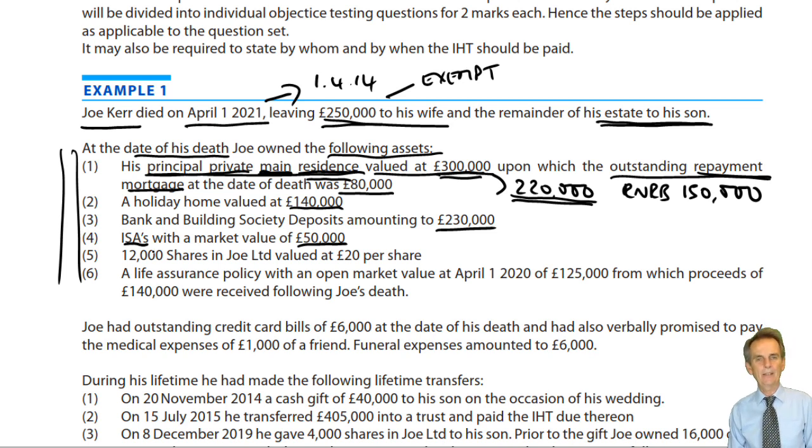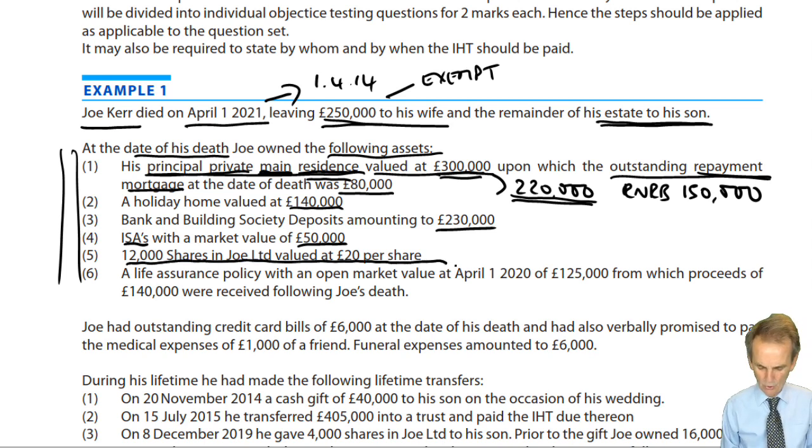ISAs. Now again, you might think, ISAs, I've seen that before as well. They were exempt. Well, they were exempt in terms of the income from them for income tax and any disposal of them from CGT. There's no exemption in terms of IHT, so they are again to be included as a part of your chargeable estate. We've also got 12,000 shares in Joe Limited, which we're told are valued at that date at £20 per share. So that's a simple exercise to perform.